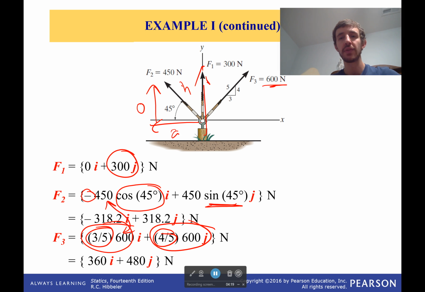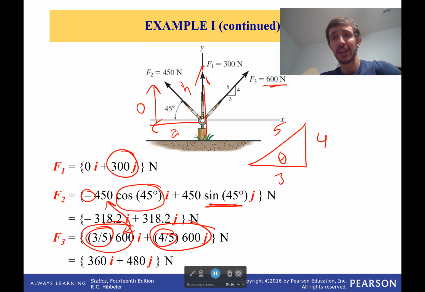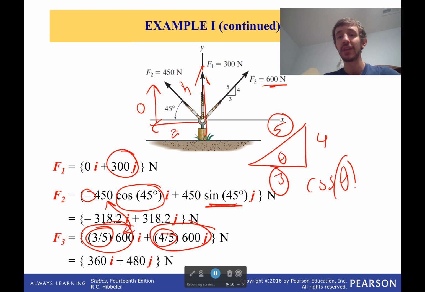What about this 3/5 and 4/5? Why not 4/3 or 3/4? It's because we're just using cosine of theta. So for that little triangle, 5, 4, 3. We don't know what theta is. So you're like, oh, if only I knew cosine of theta, I could do that, because it's just magnitude times cosine of theta. What is cosine of theta? Well, it's opposite over hypotenuse. So cosine, adjacent over hypotenuse. Your professor makes mistakes too. So cosine of theta is equal to 3 over 5.